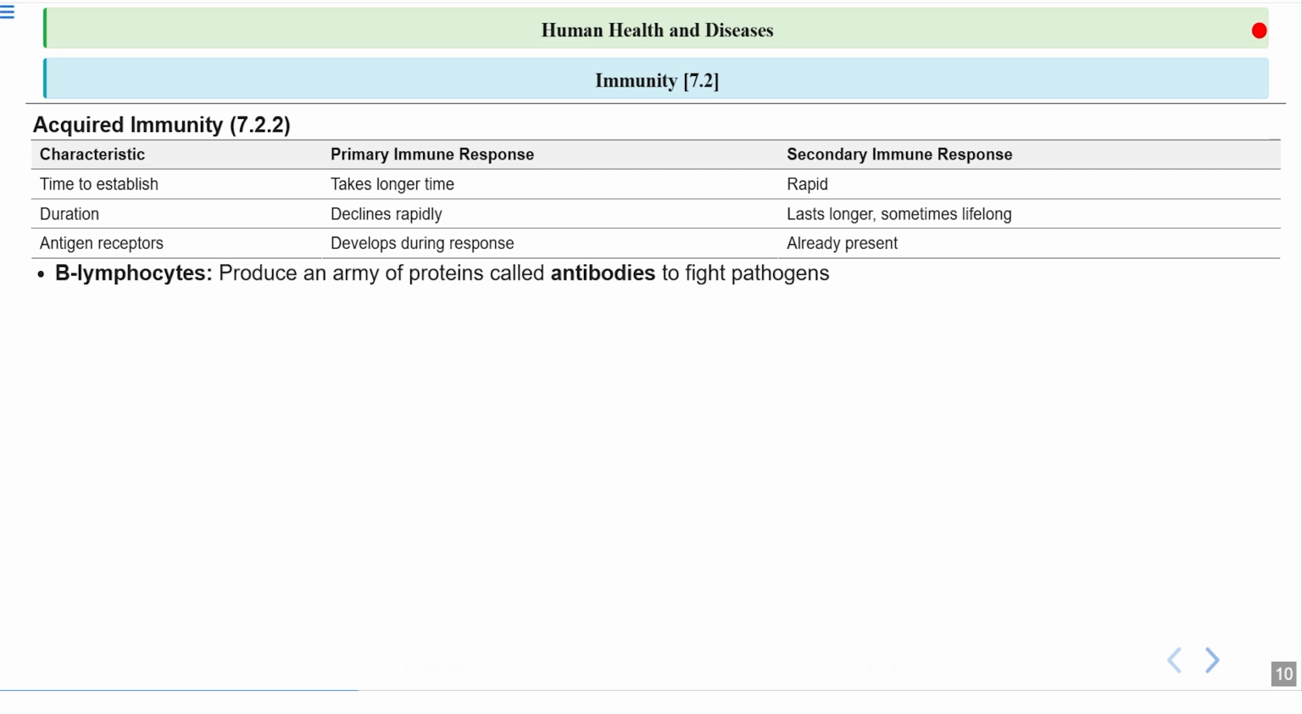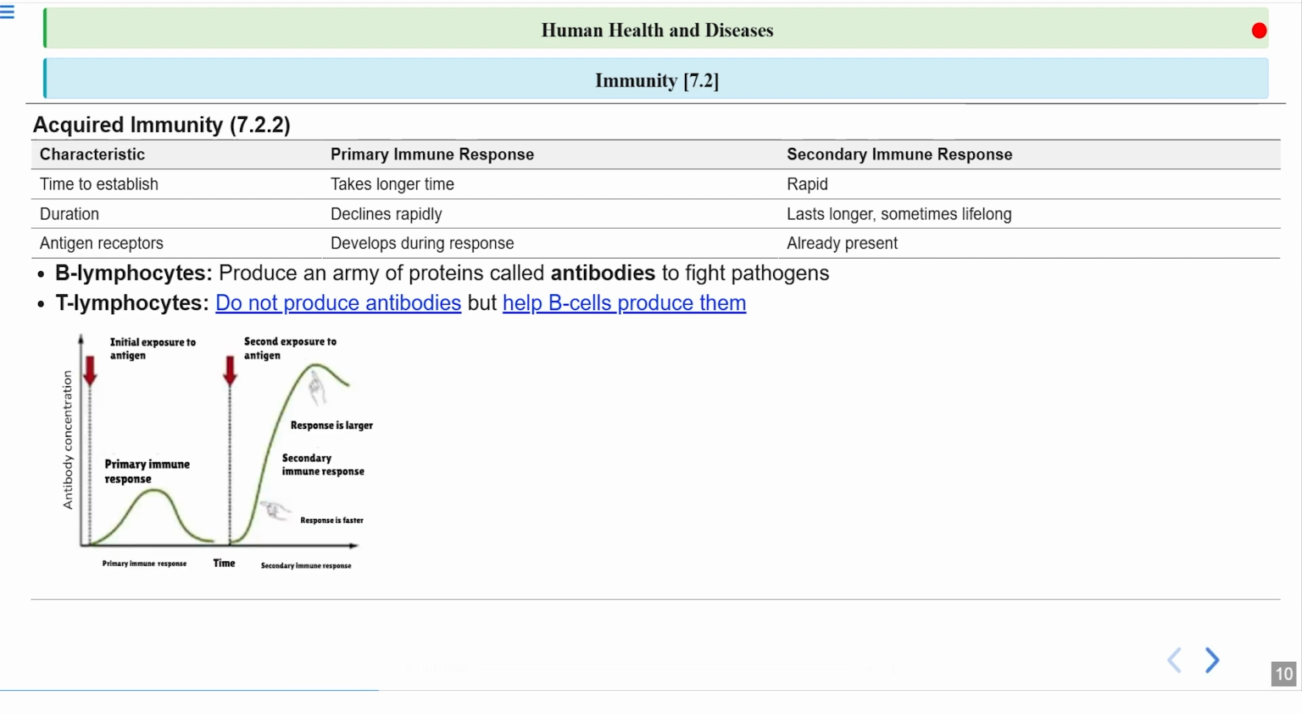Okay, now let's talk about the B lymphocytes. These B lymphocytes produce an army of proteins called antibodies against the pathogens. T lymphocytes, in contrast, do not produce antibodies themselves. Instead, they help B cells produce antibodies and also play other roles in coordinating the immune response.